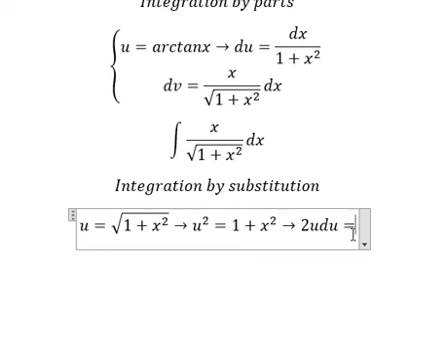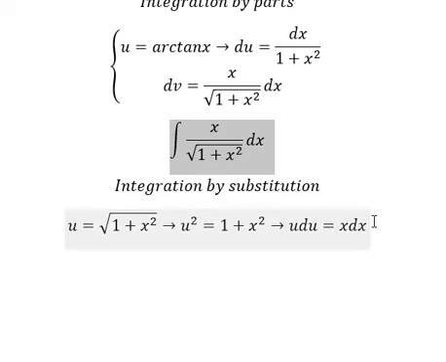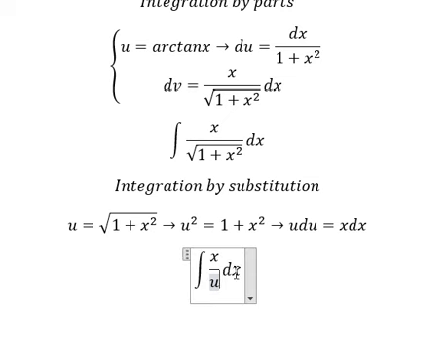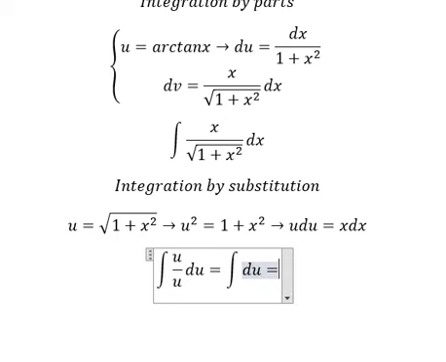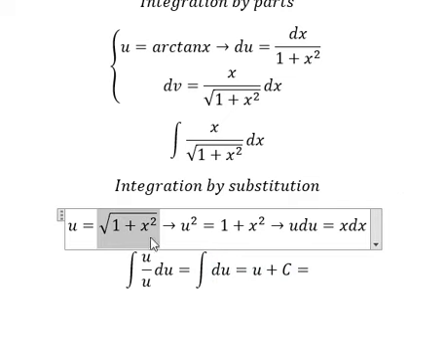This one gives 2x. Because we have 2 and 2, we simplify both sides. The square root we change to u, and x dx we change to u du. So this one we just have u. After we simplify, u divided by u, and this one we have u, and I will put C. Here u is the square root of 1 plus x squared.